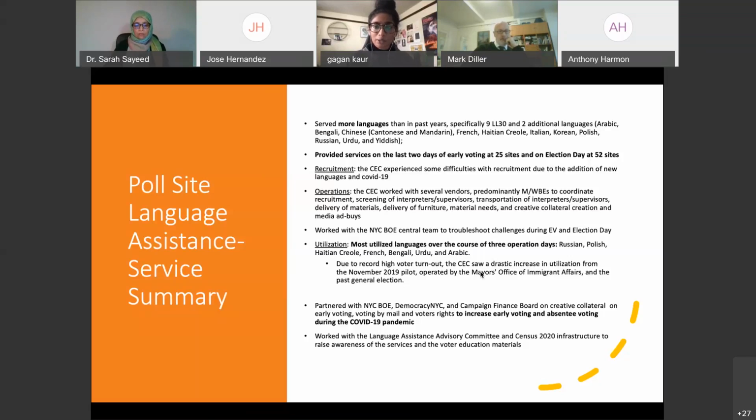We worked very closely with the New York City Board of Elections Central Team to troubleshoot challenges that came up during early voting and election day. Some of those challenges were that we had some interpreters placed outside of certain poll sites. For early voting, on the first day, October 31st, during which we provided services, we had 3 outdoor poll sites. On November 1st, we again had 3 poll sites outdoors. And if you all remember, October 31st was a very cold day.